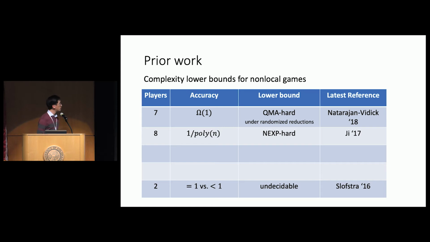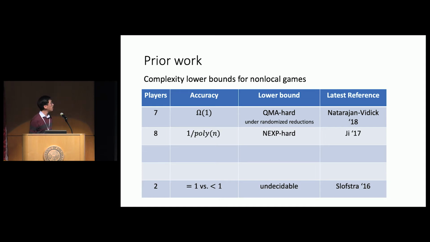And on the other end, William Slofstra proves that if you want to compute the entangled value of games exactly, this problem is undecidable. So if you want to know whether a given 2-player game has a perfect strategy or not, there's no algorithm to do this in general.